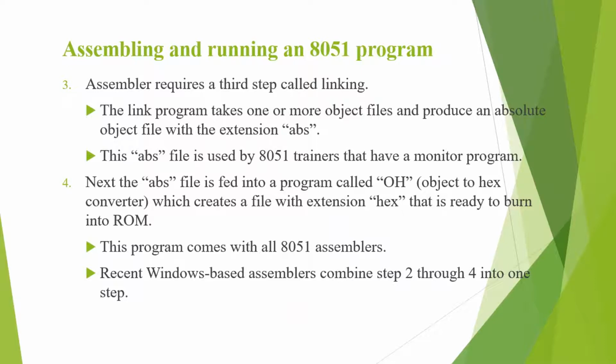In the last step, the ABS file, that is absolute object file, will be fed to a program called OH, that is object to hex converter, which will create a file with the extension hex and it is ready to burn into ROM. This program will come with all the assemblers of 8051. However, in recent Windows based assemblers, it combines the steps from 2 to 4 into one step.